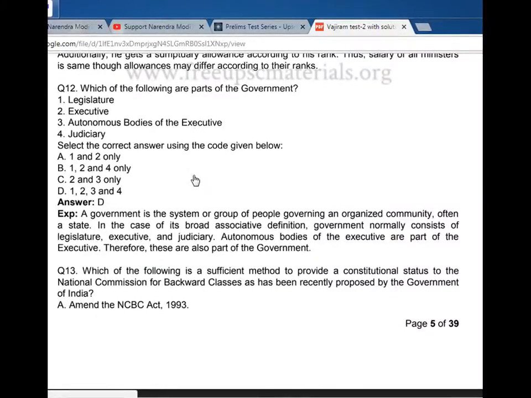Which of the following are parts of the government? It is legislative, executive, autonomous bodies of the executive, and judiciary. So all are correct.